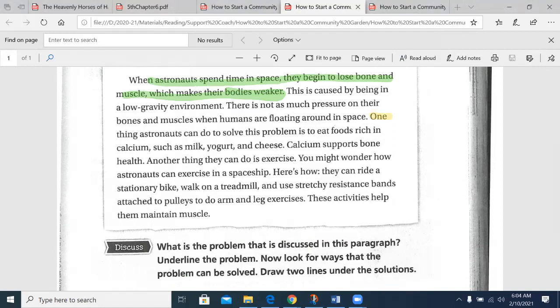Here we go. One thing astronauts can do is eat foods rich in calcium, such as milk, yogurt, and cheese. Now, this next sentence will support that. Another thing they can do is exercise. So now we have two solutions to the problem. And the remainder of the sentences are details that will support our solutions.